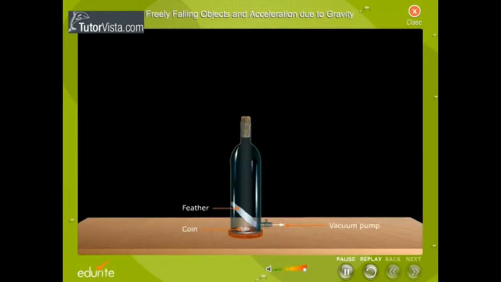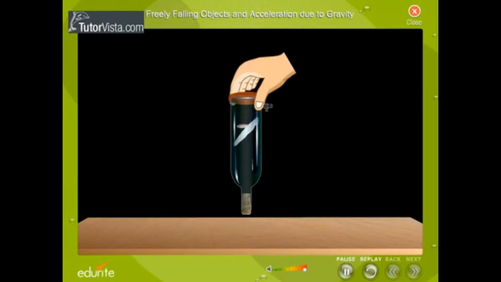He placed a coin and a feather in a long glass tube and evacuated it with the help of a vacuum pump. Robert Boyle observed that when the tube was inverted, both the coin and the feather reached the bottom of the tube at the same time. Thus, he concluded that the acceleration produced in all freely falling bodies is the same and does not depend upon the mass of the falling body.